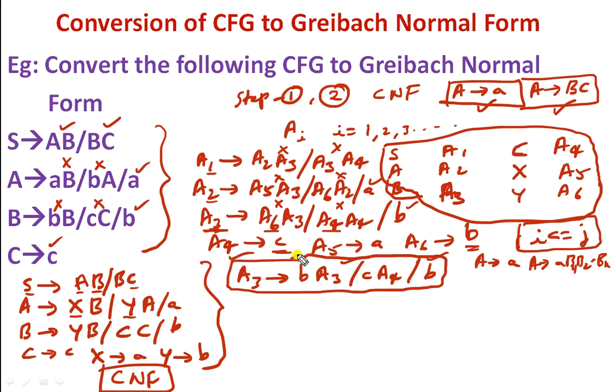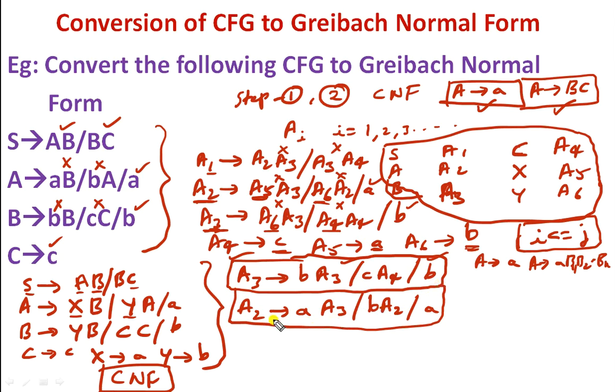Next let us consider A2. A2 generates A5 A3, replace A5 with small a, and A6 A2, replace A6 with small b. A2 generates a A3, or b A2, or a. So we have successfully converted A2 also.